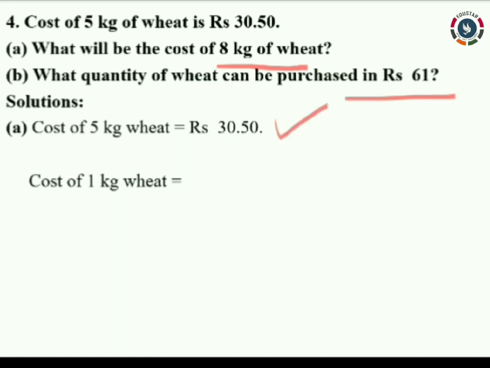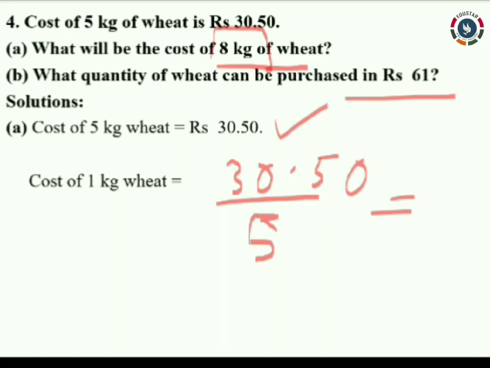So 30 rupees 50 paise. Now you have to find the cost of 8 kg of wheat, right? First you have to find the cost of 1 kg of wheat. Here weight is the known value, cost is the unknown value. So 5 kg of wheat is 30 rupees 50 paise. On cancellation, you will get the answer as 6 rupees 10 paise. So the cost of 1 kg of wheat is rupees 6.10.